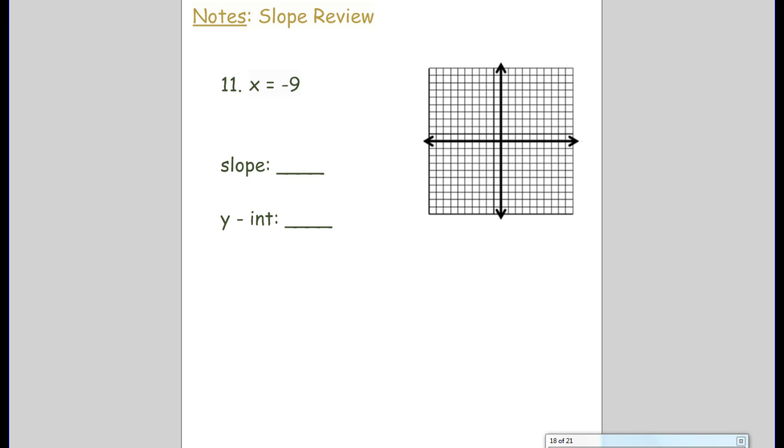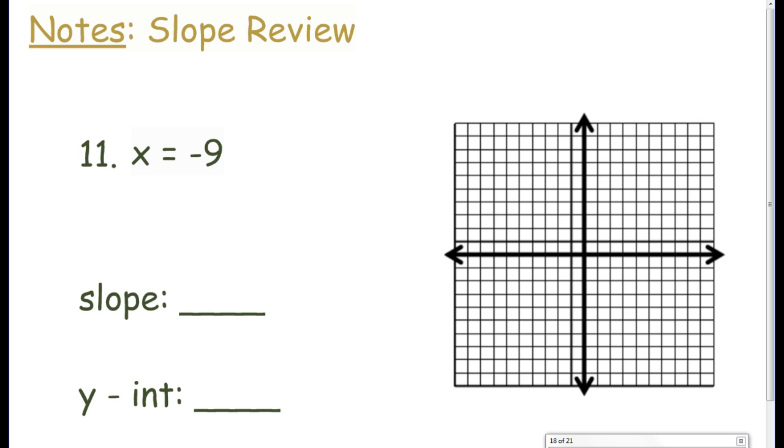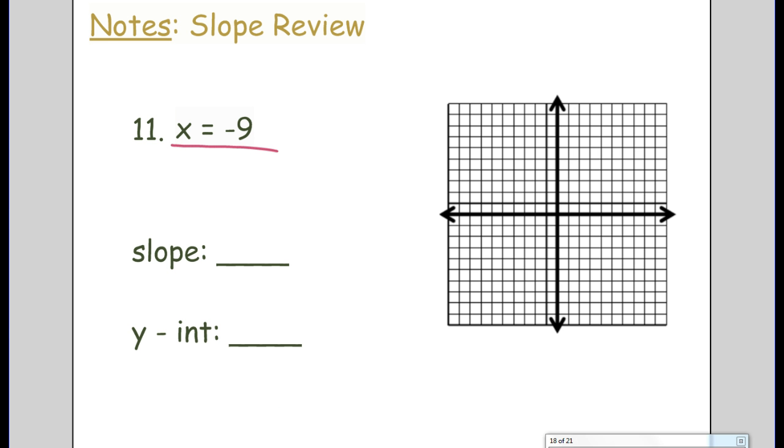Which axis am I going to go to get a -9, the x or the y? Well, x is the one that equals -9. So go to the x-axis and go backwards 9. 1, 2, 3, 4, 5, 6, 7, 8, 9. Put a dot there. X is stuck at -9. It's going to be -9 for every single y value. Good. The slope is undefined.